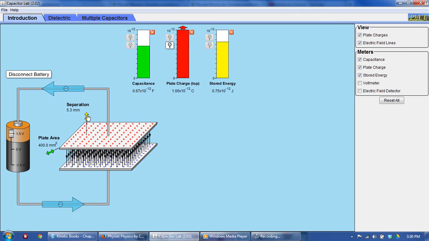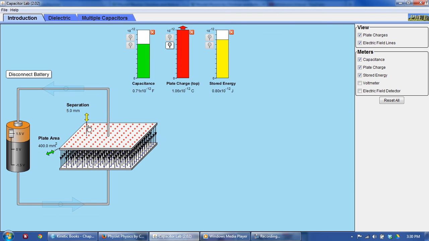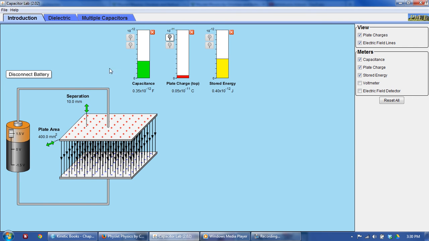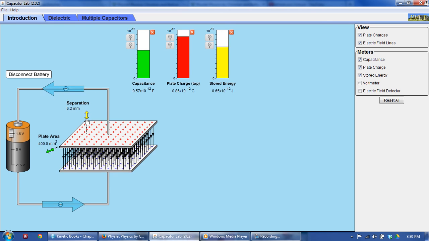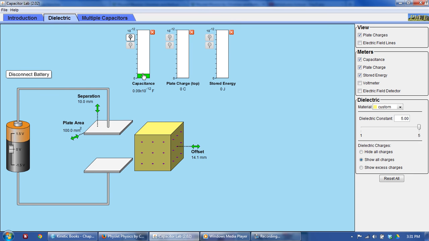And then as I bring those closer together, notice my plate charge goes right off the scale even, and my stored energy gets really high. And then as I separate them out, my plate charge goes way down again. Alright, but now how do we keep these apart? Right now we've got a vacuum or air in there, a vacuum likely.